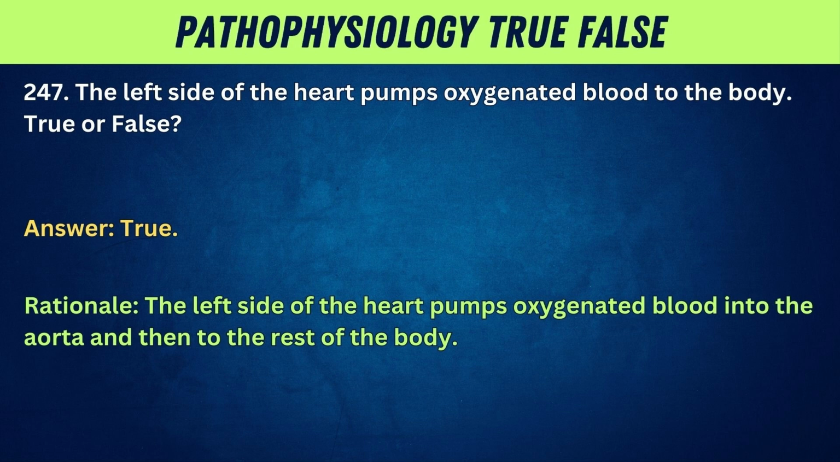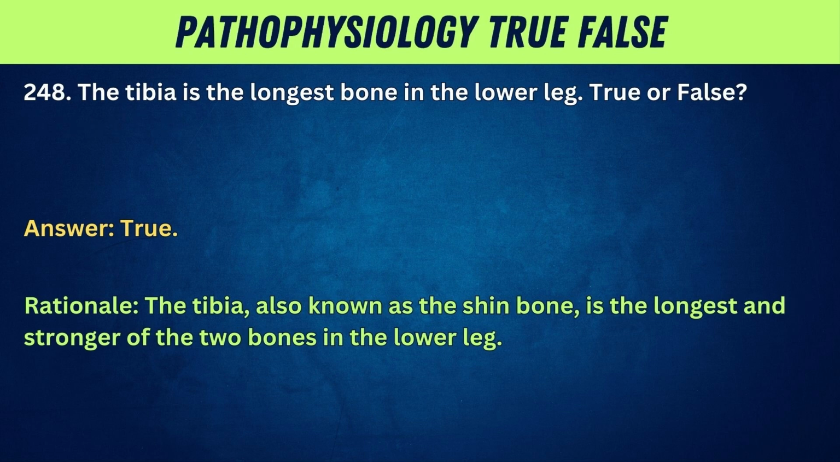247. The left side of the heart pumps oxygenated blood to the body. True or false? Answer: true. Rationale: the left side of the heart pumps oxygenated blood into the aorta and then to the rest of the body.